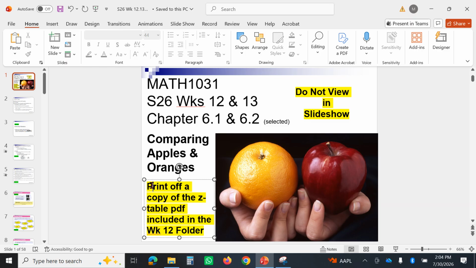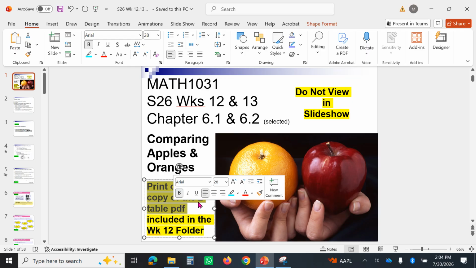First, you're going to have to print off a copy of the Z table PDF, and that's included in the Week 12 folder. You will need to do that, so pause the video, make sure that you have a paper copy of it, because basically you're going to be taking two fingers, one's going to come from the top, one's going to come from the side, and you're going to meet in the middle. Sorry if that doesn't make any sense at this point in time, but you'll see what I mean soon enough.